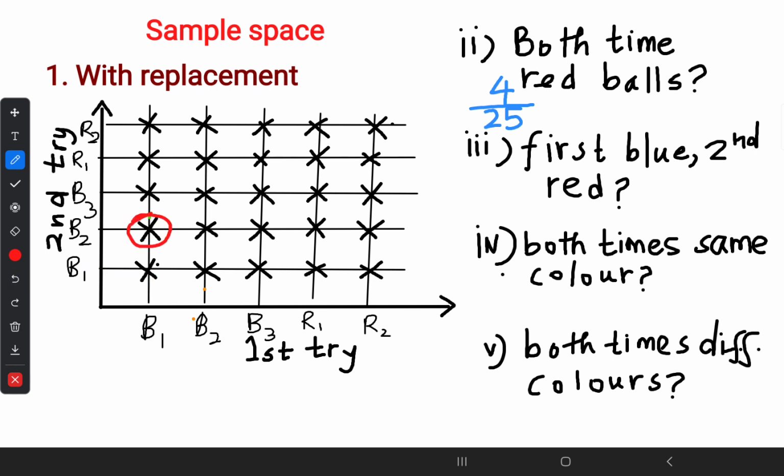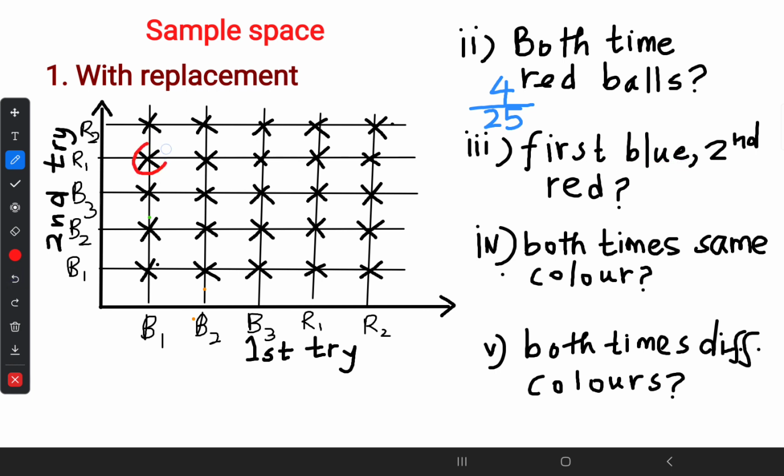When you think about this event, first time blue, second time also blue, that is the second ball is also the same in color. No, we don't want that probability. And think about this probability. First time blue ball, second time also blue ball. That's what we are obtaining in this event. We just need blue ball and second time red ball.